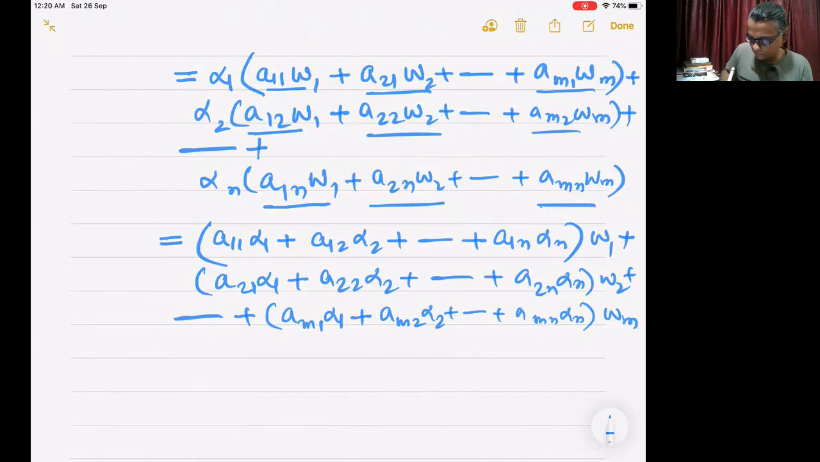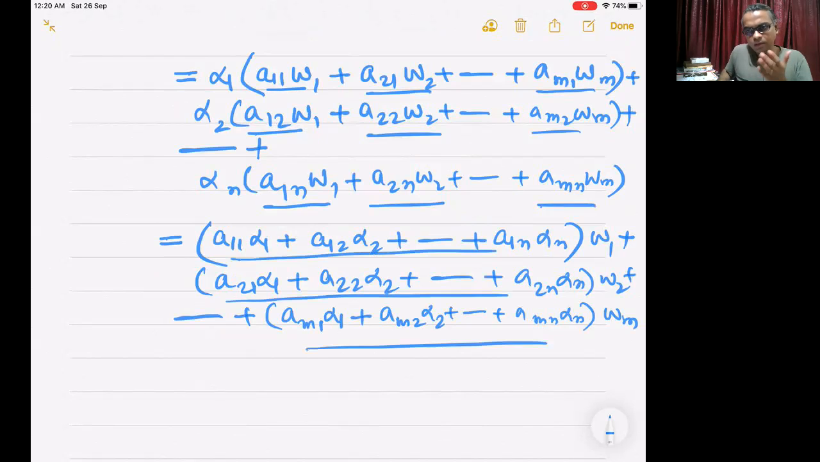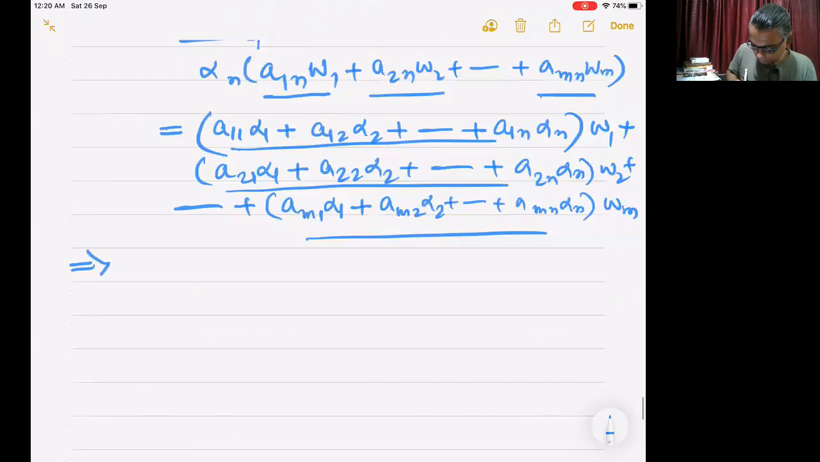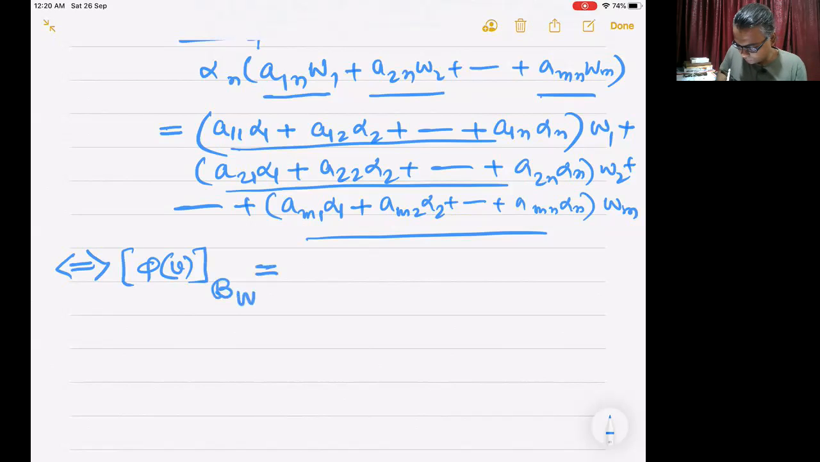These are the coefficients. These are uniquely obtained because it's a basis. Yeah, BW is a basis. So therefore, this is equivalent to saying phi V's representation in the BW basis must be, first entry would be A11 alpha 1 plus dot dot dot up to A1n alpha n, this one.